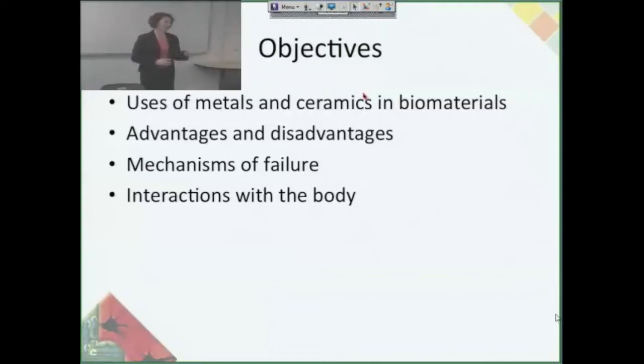And interactions with the body is what makes the field of biomaterials extremely unique within materials engineering, because that is 9 times out of 10 the actual mechanism of failure: the interaction with the body was not favorable. So it's important to understand the most common mechanisms that the body interacts with these implants.